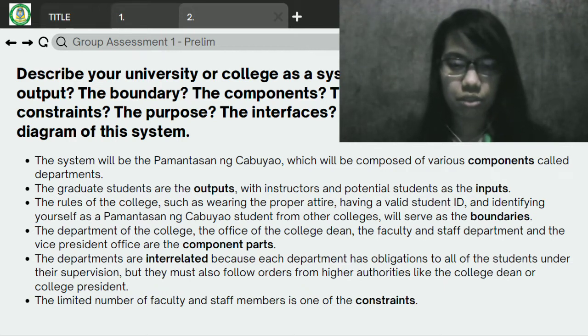Each of those departments will have their own identity that makes it different from one another, but they are related because they are part of the same college and therefore must work together to function properly. The graduate students are the outputs, with instructors and potential students as the inputs. The rules of the college, such as wearing the proper attire, having a valid student ID, and identifying yourself as a Pamantasan ng Kabuyao student from other colleges, will serve as the boundaries.